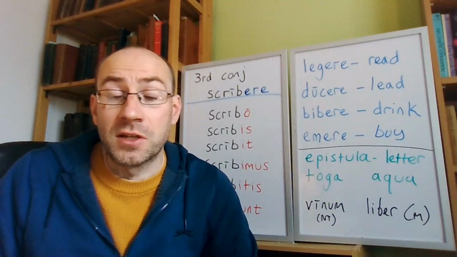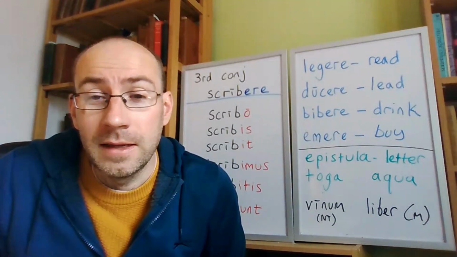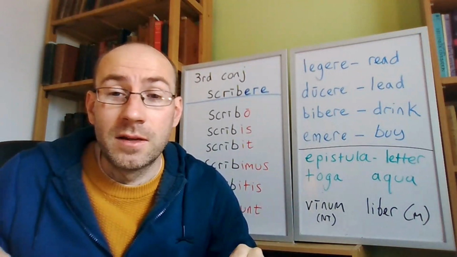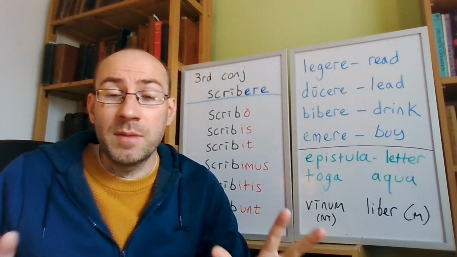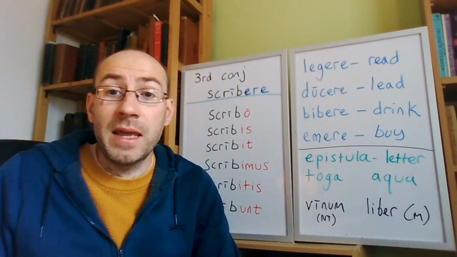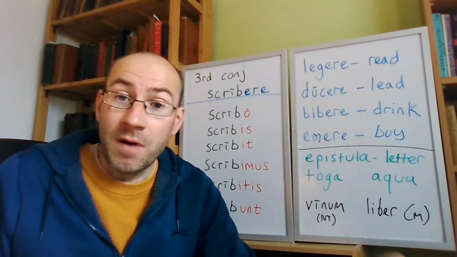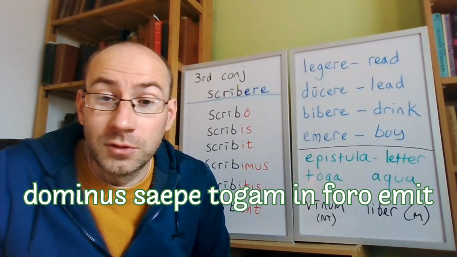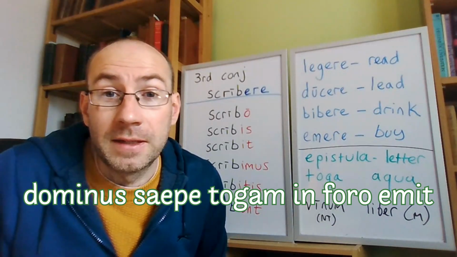He often buys a toga in the forum. Must be quite rich. Saepe. Remember that word from the first unit. Saepe means often. Dominus saepe togam in foro emit.